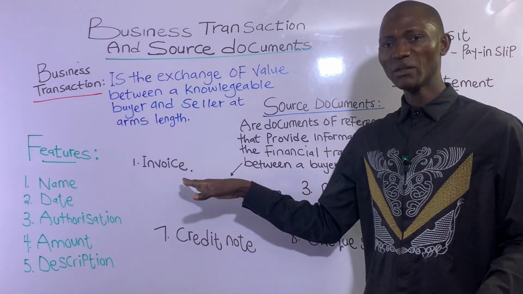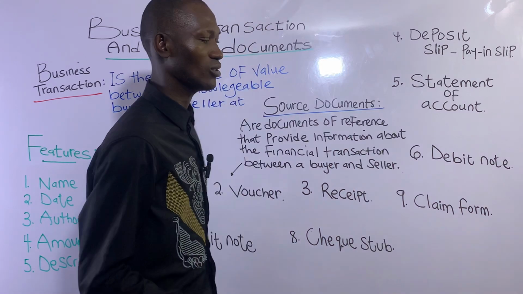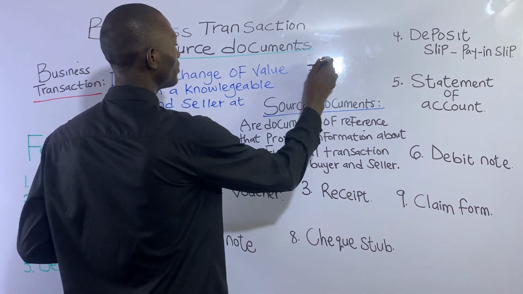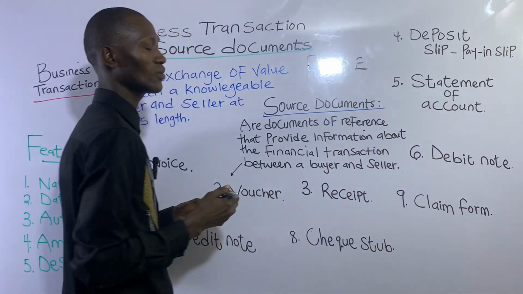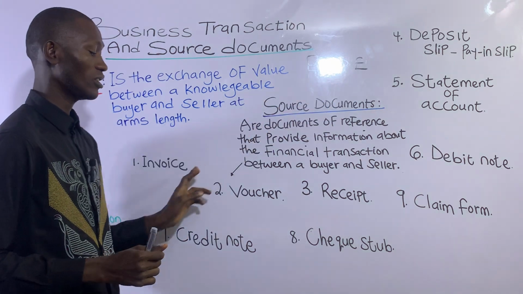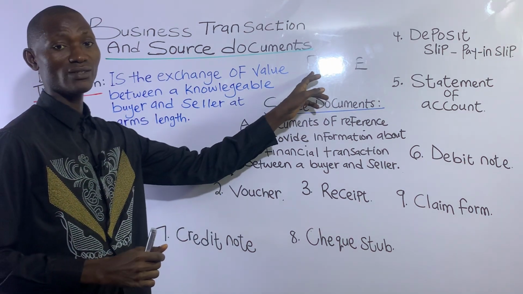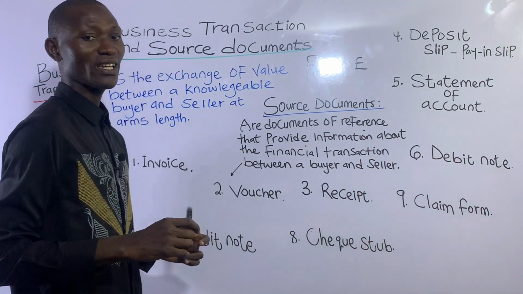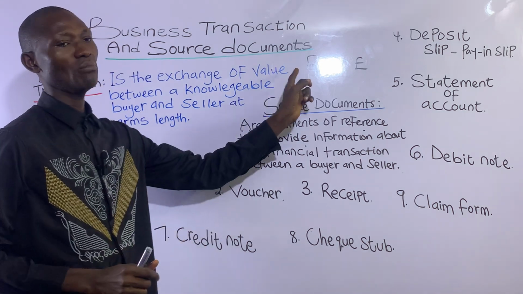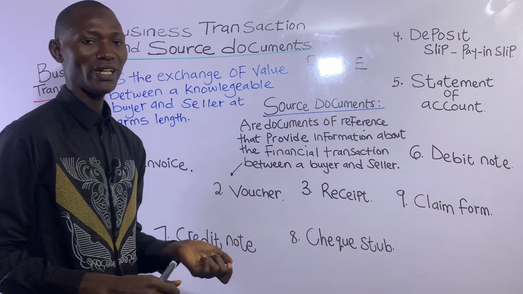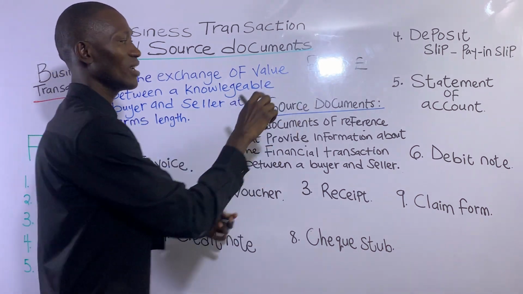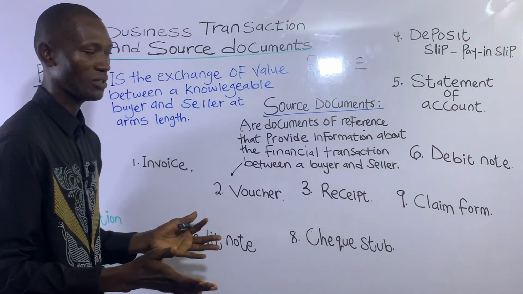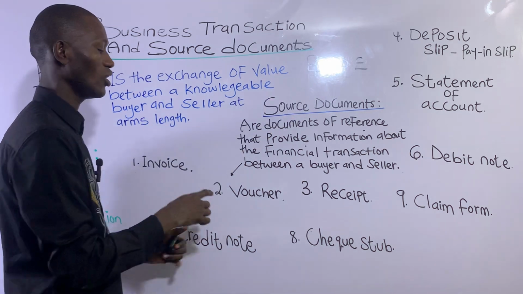Now, this same invoice most times contains an abbreviation. On the invoice, we find most times the abbreviation E and OE. This E and OE means error and omission exempted. What this abbreviation means is that if there is any likely error on the invoice, it will make it possible for that to be corrected on the invoice. So it means error and omission exempted.